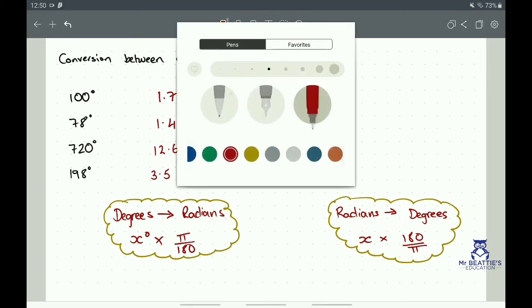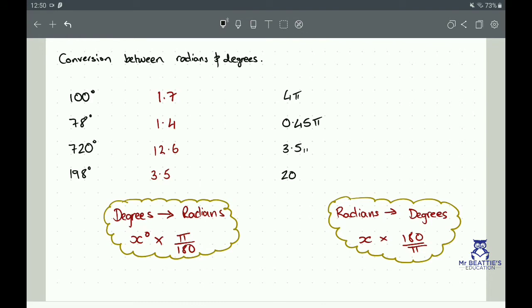And moving on to our next slide, I've noticed a couple of mistakes I've made writing this up, so there should be a pi there and a pi there. Now to convert from radians to degrees, you take whatever number you have in radians and multiply it by 180 divided by pi. So if we put that in a calculator, 180 divided by pi times 4 pi, that's going to come out as 720 degrees.